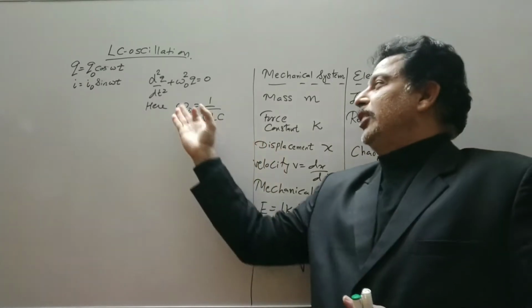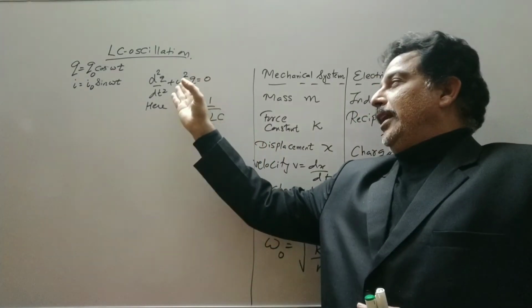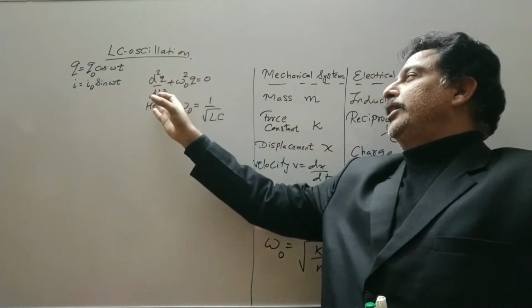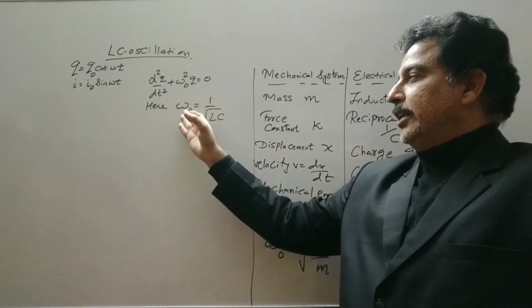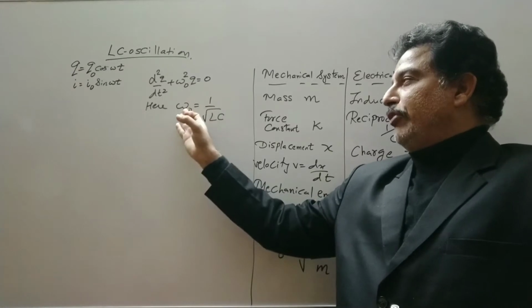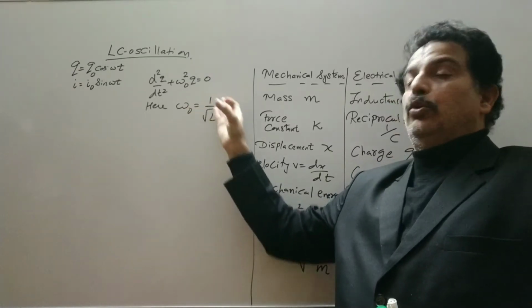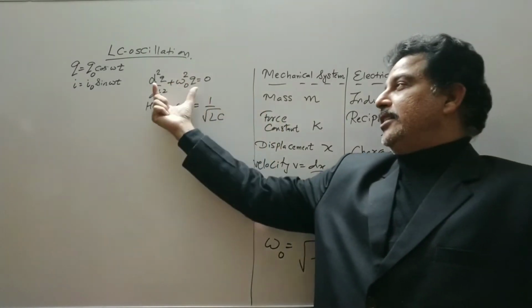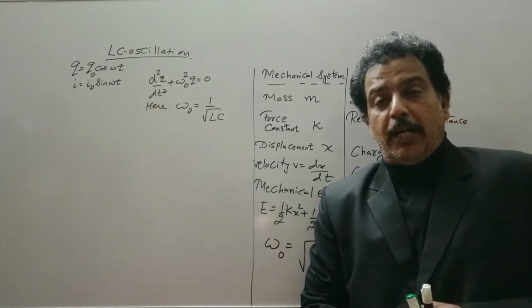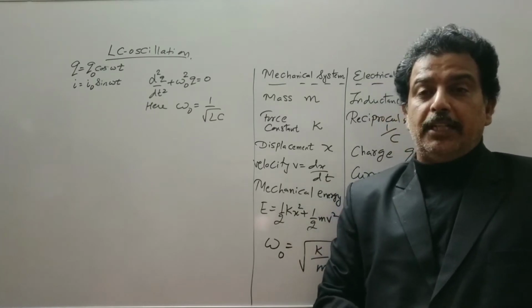and its differential equation was found to be d square q by dt square plus omega naught square q equal to 0, where the LC oscillation natural frequency was omega naught equal to 1 upon under root LC. Now this is an ideal situation. This is the general equation of simple harmonic motion or simple harmonic oscillator.